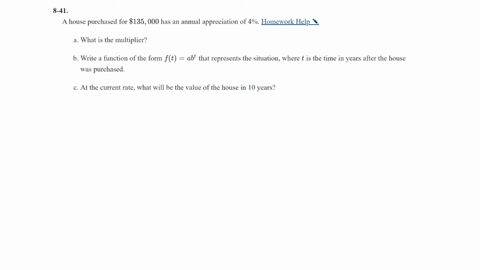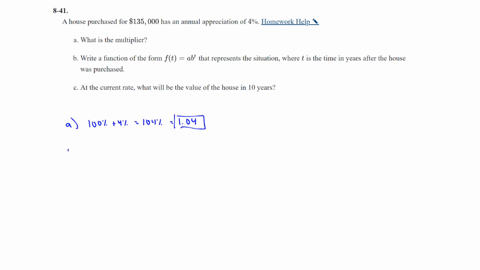Question 41. A house purchased for $135,000 has its annual appreciation of 4%. A, what is the multiplier? Well, remember, we start with 100%. That's the $135,000 that you start with. And then the appreciation, it's going to increase by 4%. So you always are going to start with that 100%, add the additional 4% in. Therefore, the multiplier is going to be the decimal of 104%, or 1.04. That's how much it includes the house purchased and then the additional 4%.